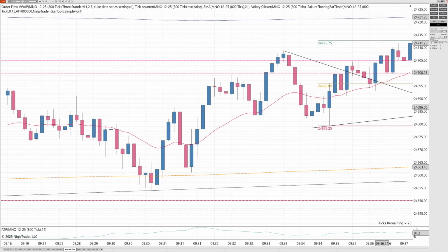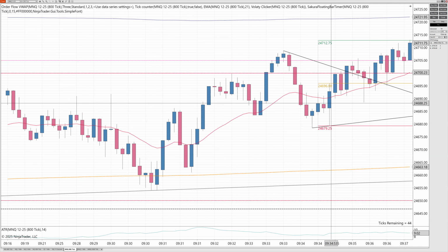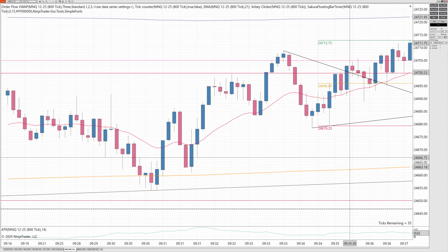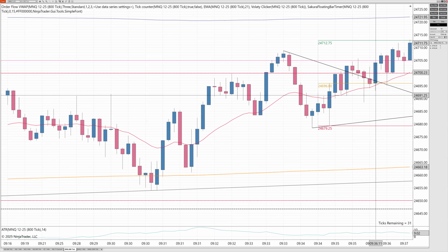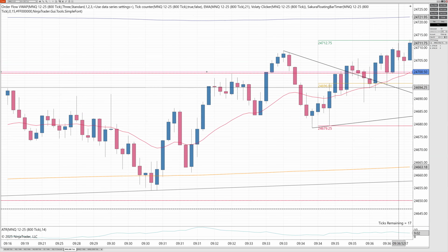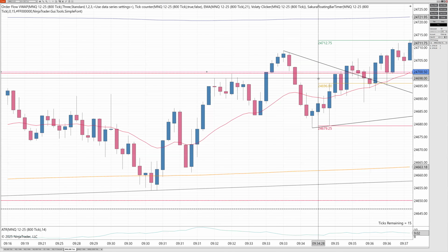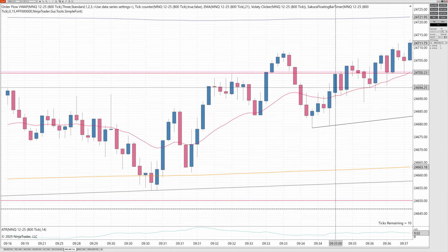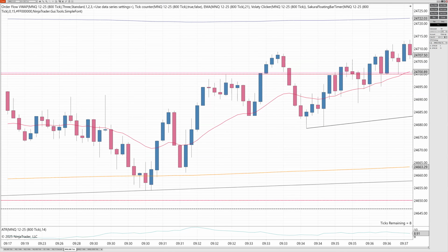And it did end up hitting its target. I wouldn't call this a high probability setup by any stretch of the imagination, but right now at this point, I would be keeping track of my runner, which is right around the 700 area. Go ahead and delete these lines here. I don't need them anymore.